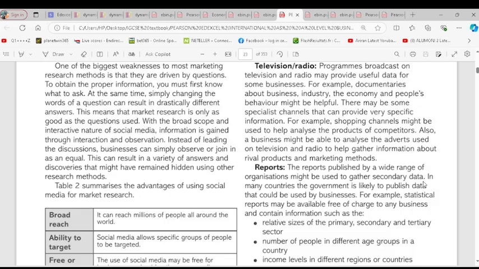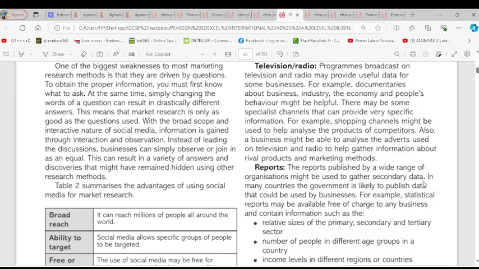For example, shopping channels might be used to help analyze the products of competitors. Also, a business might be able to analyze the adverts used on television and radio to help gather information about rival products and marketing methods. Television and radio could also be a very good link that you can use to gain more information or insight about your competitors.